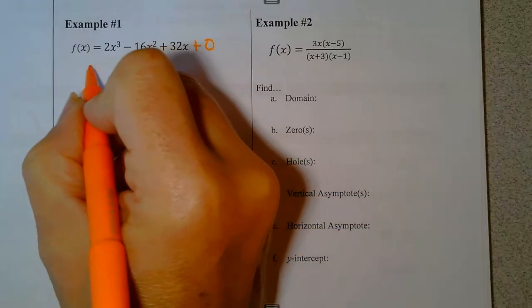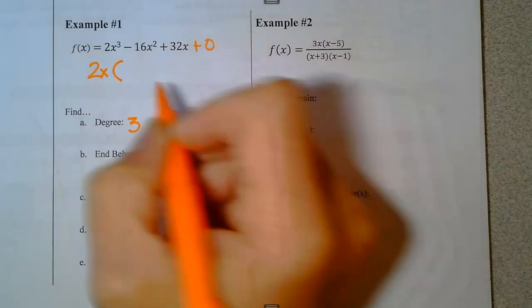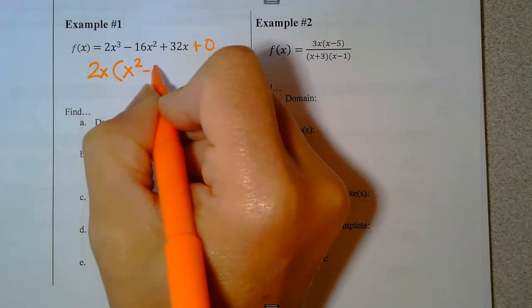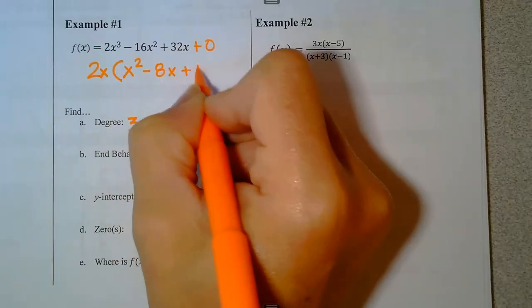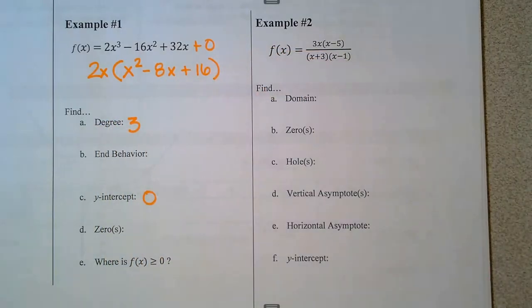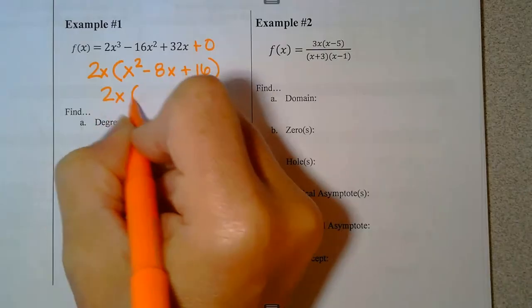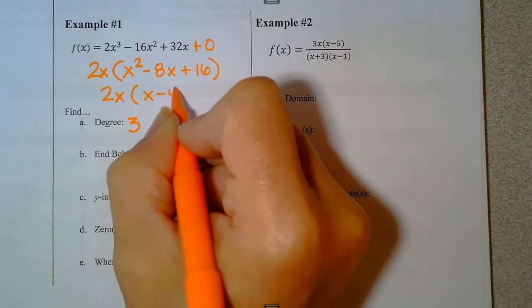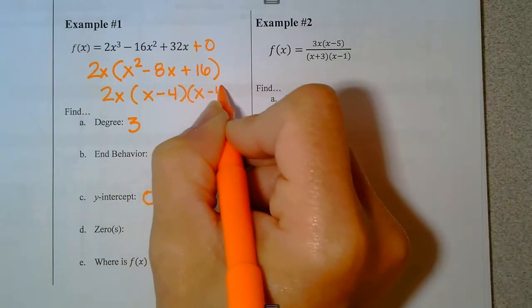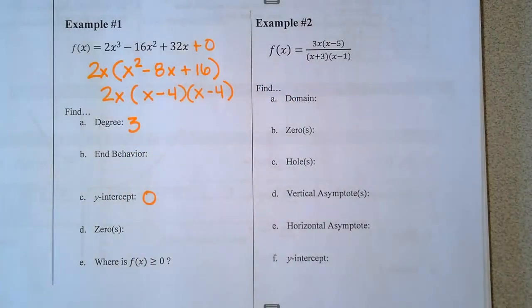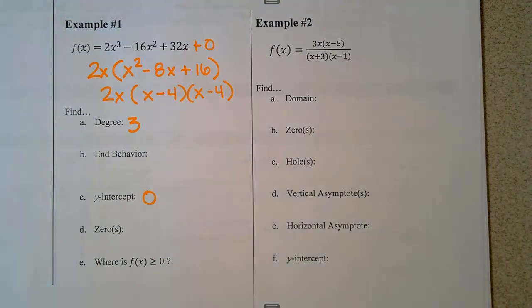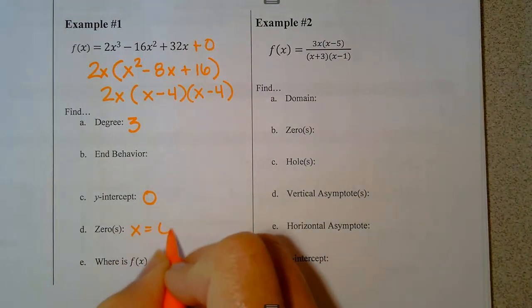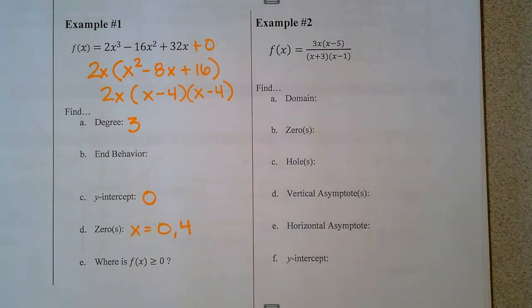Okay, so what do I have to do? Factor. So I'm going to pull out a 2 and an x. So x squared minus 8x plus 16. And then 2x times, what's this? x minus 4 squared, isn't it? Yep. So what are my zeros? 0 and 4. Perfect.